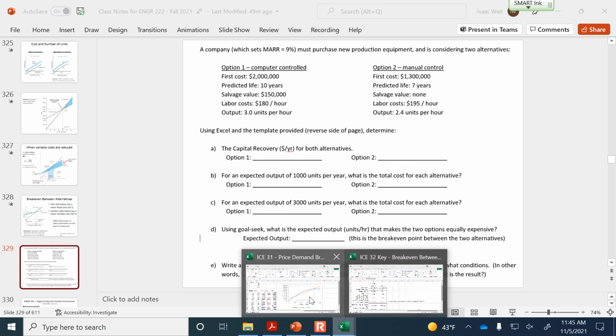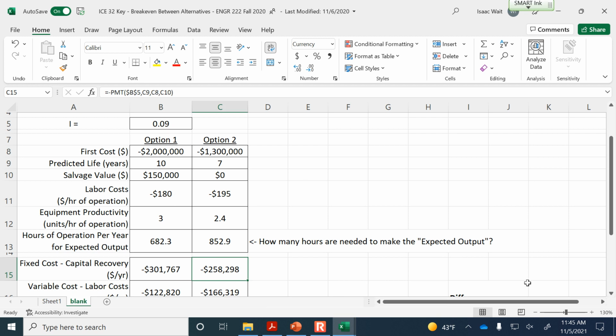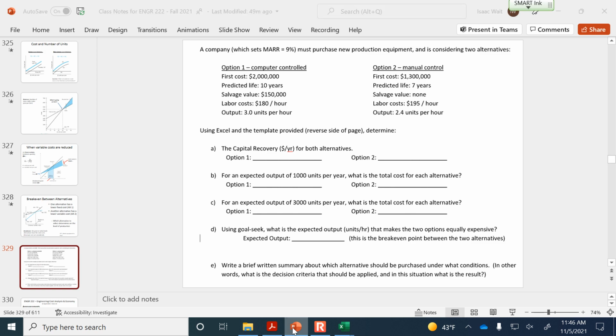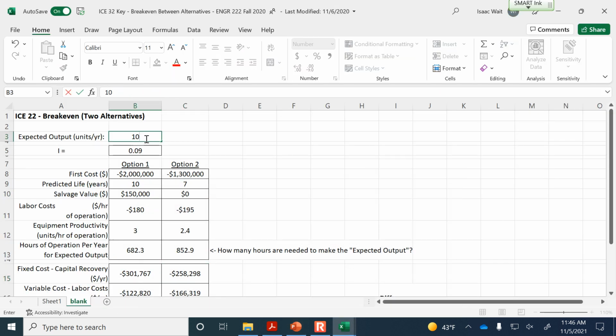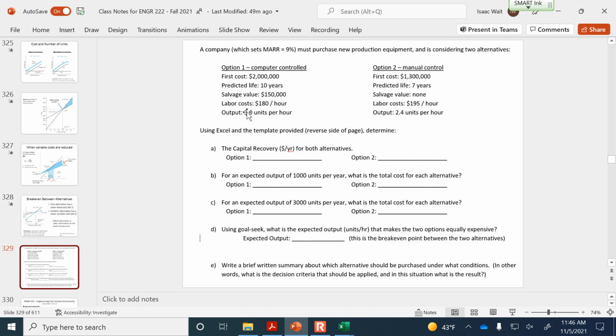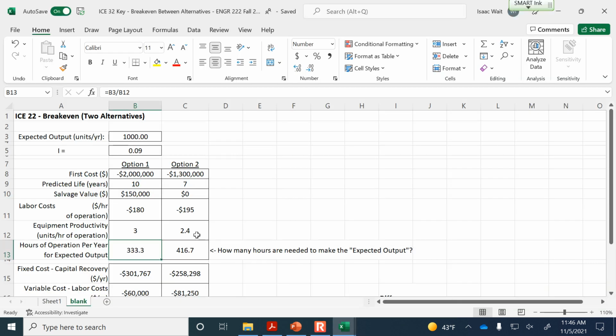So here in this spreadsheet, what I've done is assume a certain number of units. In part B, it says 1,000 units per year. So if I want to make 1,000 units per year, it's going to take me 333 hours to do that work with option 1, because the problem statement specifies its productivity is 3 units per hour. So 1,000 units to make will take us 333 hours, whereas this other equipment has only 2.4 units per hour.